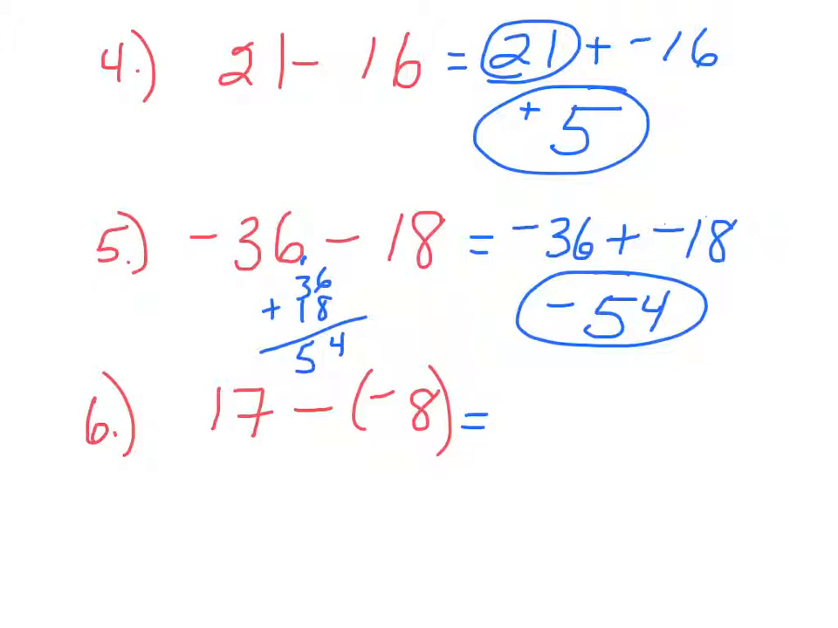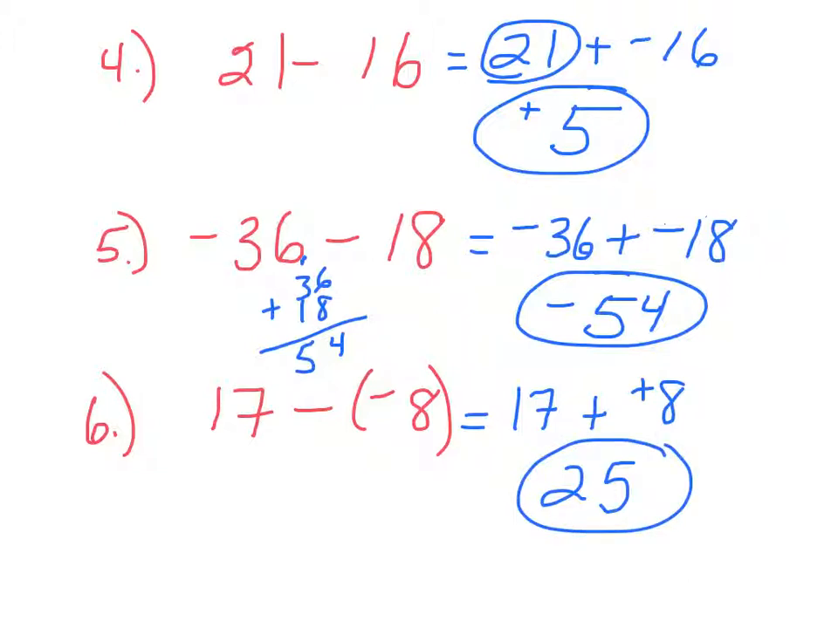Problem number 6, copy, change, change. Now I'm adding two positive numbers. You just add them together. 17 plus 8 is 25. Because they're both positive to begin with, the answer has to be positive.